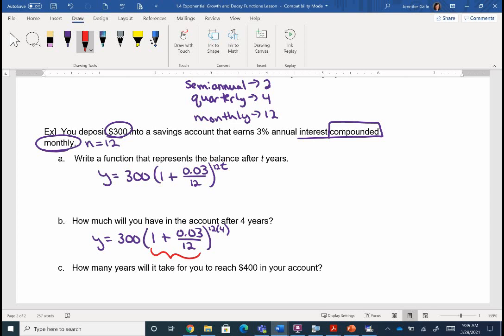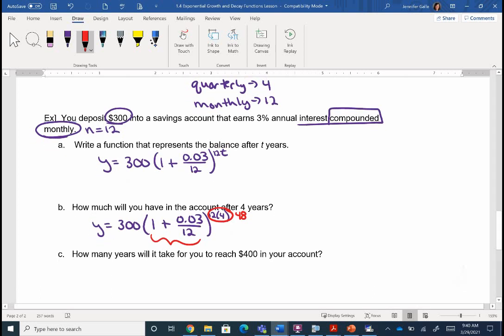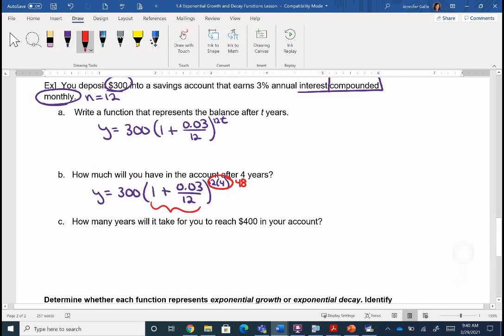The part you can simplify to make your life easier is go ahead and make that exponent a 48. Go ahead and do the multiplication before we try to put this in our calculator. That's the piece we can simplify. We can control that piece. So to the calculator we go.